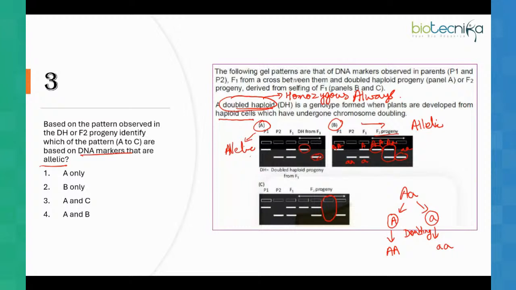No. But if this group of F2 progeny is surviving even without any allele here, that means the marker that we have considered here, these two bands, are not from alleles of the gene. They will be different genes. So panel C is not allelic, only A and B are allelic. So the answer will be option 4.